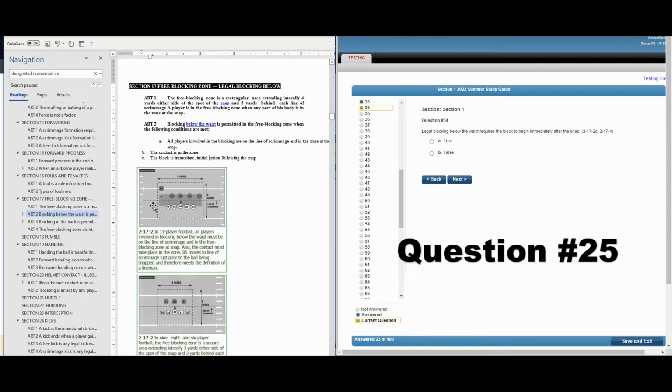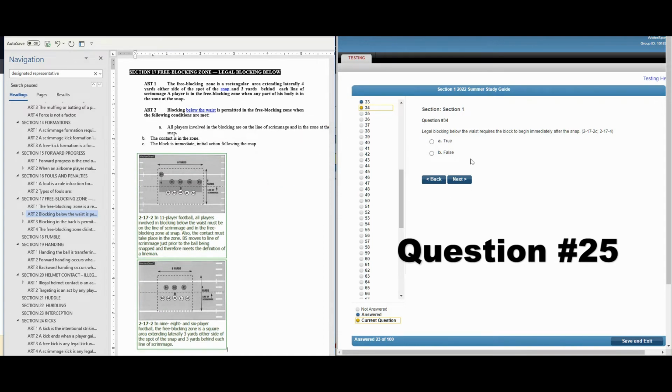All right, question 34. Legal blocking below the waist requires the block to begin immediately after the snap. And we've got two rules references here. I'm not sure why 2-17-4 is here, because it talks about the disintegration of the free blocking zone, and then blocking the back is no longer legal. But 2-17-2c says blocking below the waist is permitted in the free blocking zone when the following conditions are met. And all of these have to be met. Okay, and C says the block is the immediate initial action following the snap. So that is true.